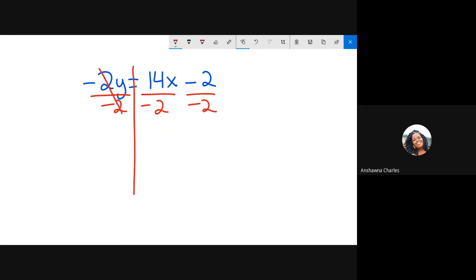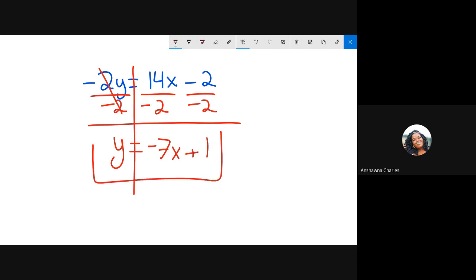So this cancels. That's my whole point of doing that, so I can get the y by itself. Then I'm going to have 14 divided by negative 2, which will give me negative 7x. And then negative 2 divided by negative 2 will give me positive 1. So that was even easier because I didn't have as many things over there with the y. My whole purpose is to get y by itself.